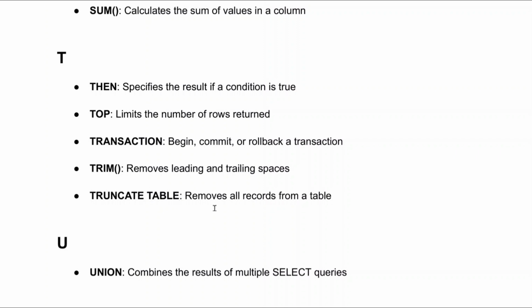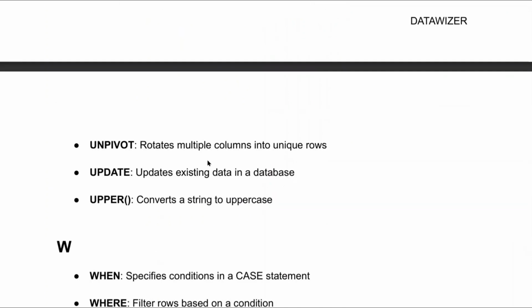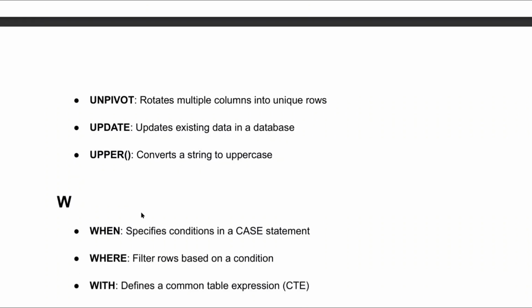Truncate table removes all records from a table. Union function combines the results of multiple select queries. Unpivot rotates multiple columns into unique rows. Update function updates the existing data in a database. Upper function converts a string to uppercase.